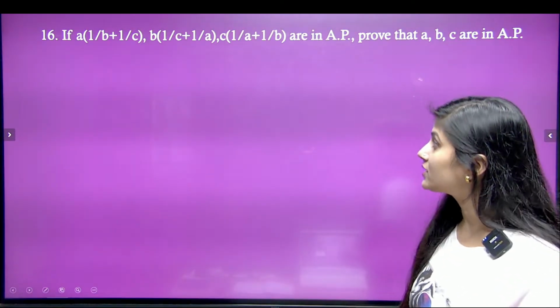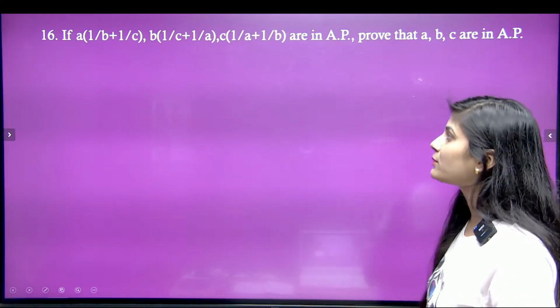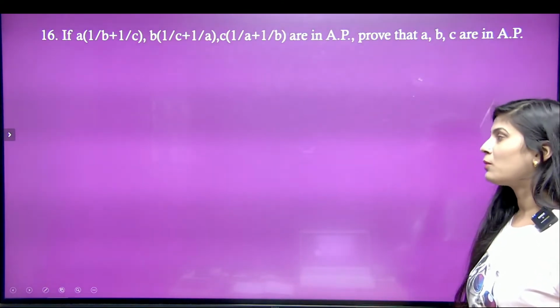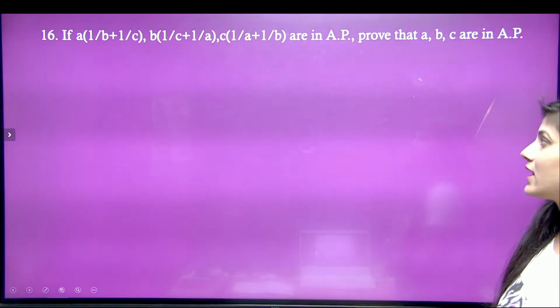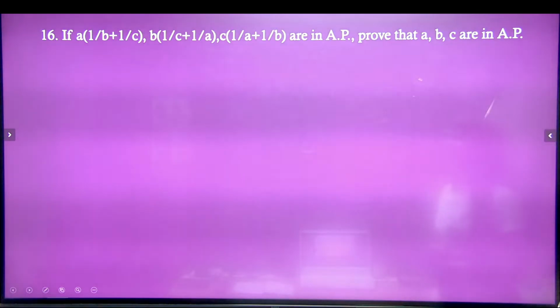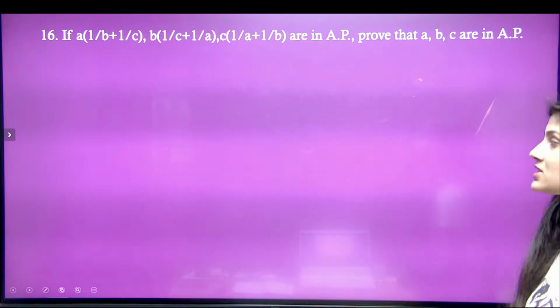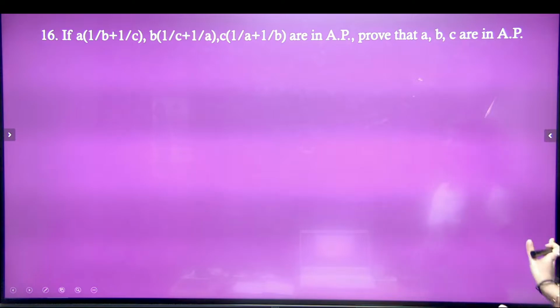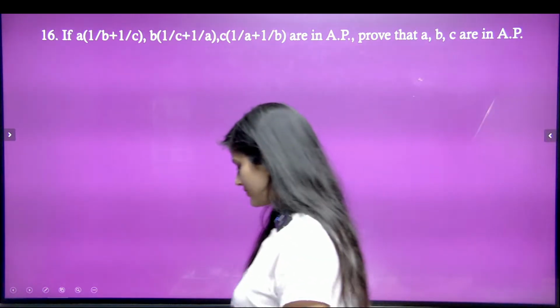So in this question it says if A(1/B + 1/C), B(1/C + 1/A), C(1/A + 1/B) are in AP, prove that A, B, C are in AP. So the given condition is also in AP and you have to prove also in AP. So let's discuss what we have to do here.